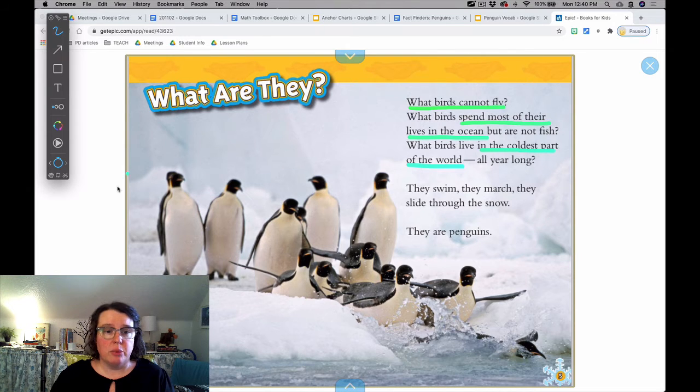And if I look at the picture, it looks like they like to hang out in groups of other penguins. So that could be another fact about them. I think we'll wait and we'll read some more and we'll see if that's true, because we have some good facts right here. So penguins can't fly. They spend most of their lives in the ocean, and they like the cold. So we have 3 facts.